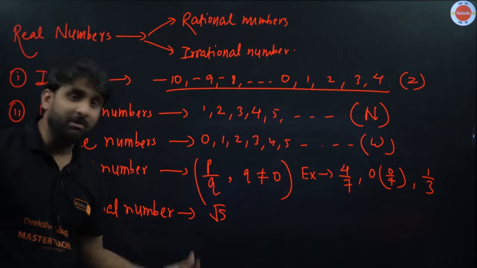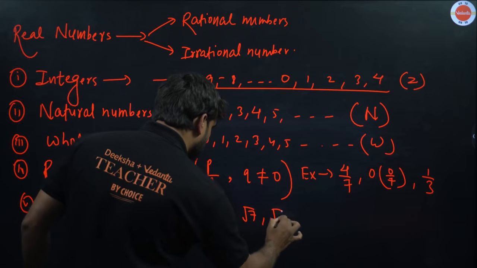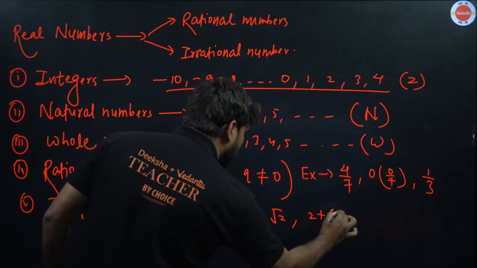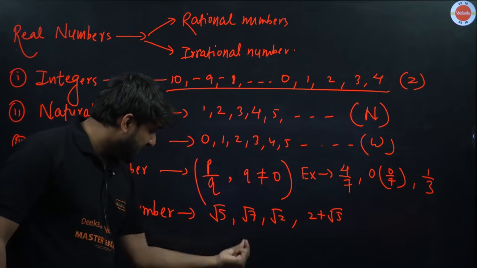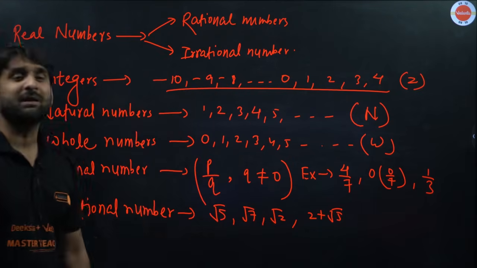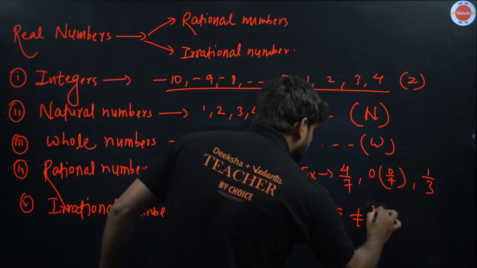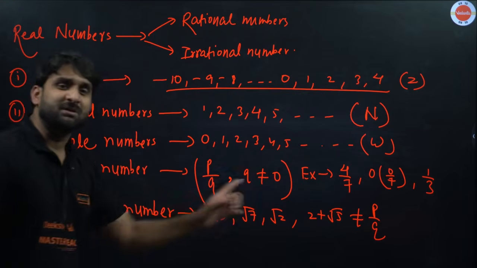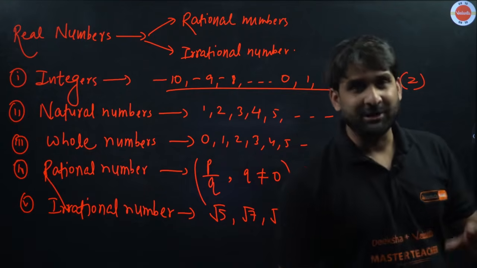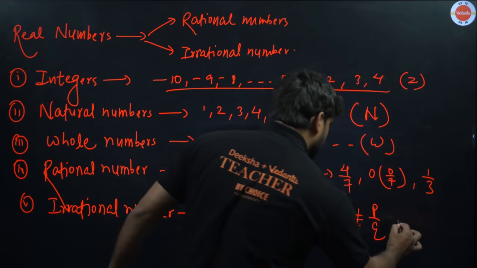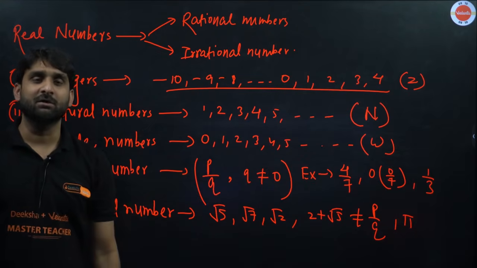So root 5 cannot be written in the form of p by q. Root 7, root 2, 2 plus root 5, they all are irrational numbers, because these numbers, under root 7, under root 2, cannot be written in the form of p by q. Such numbers are called irrational numbers. I hope you are getting my point. One more example of an irrational number is pi also. 3.14, and different numbers randomly will be coming there.